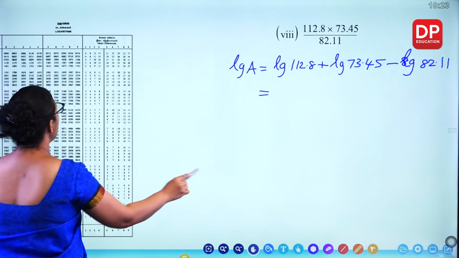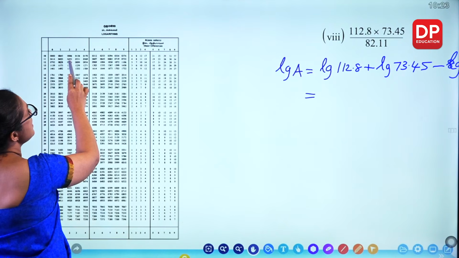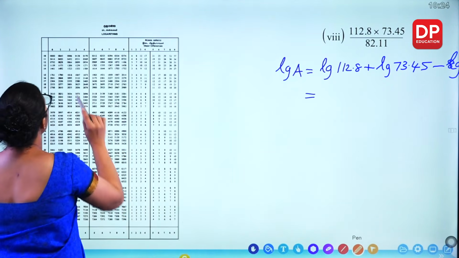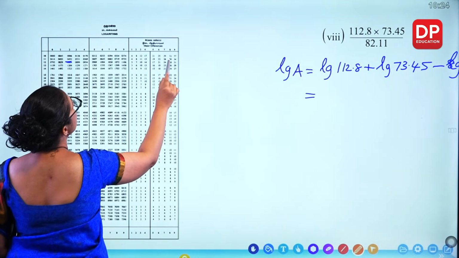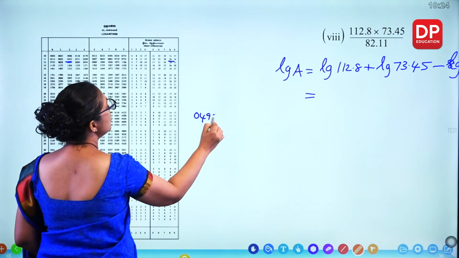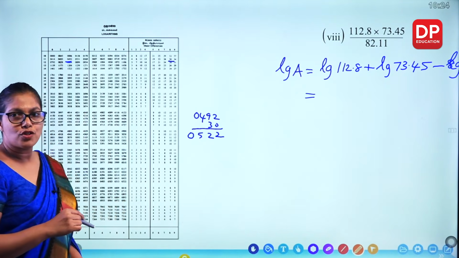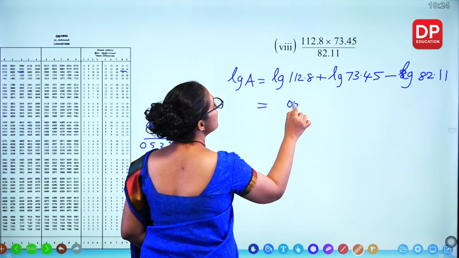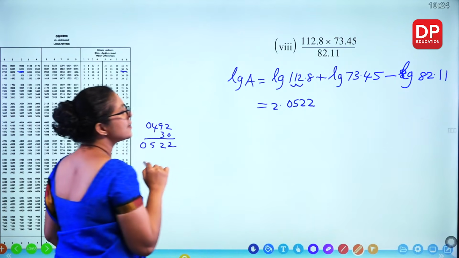11, 2, 8. I'll mark here. 11, 2 is here. 8 is 30. Add 30 to 0492. You get 0522. The characteristic is 2, so 2.0522.